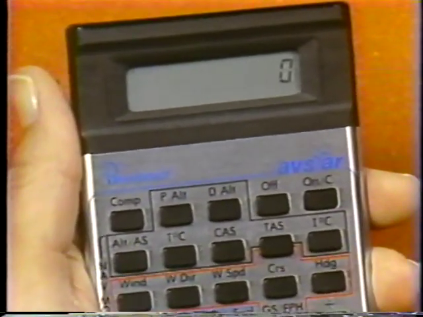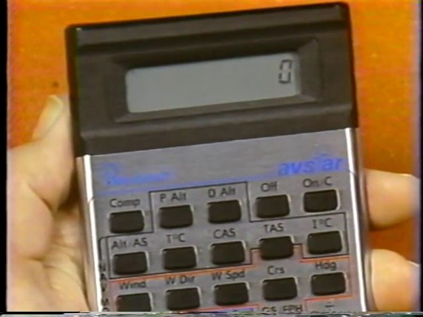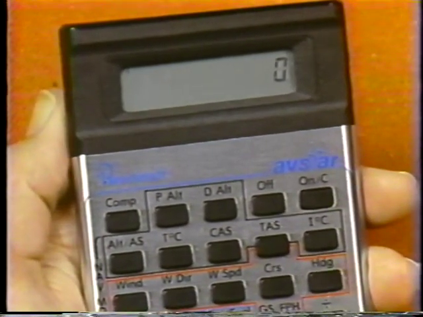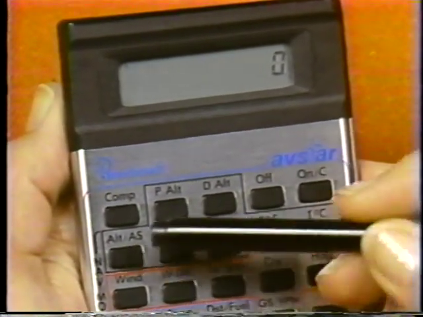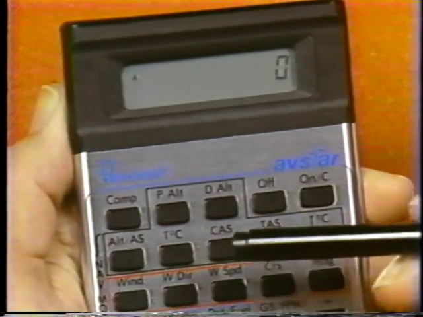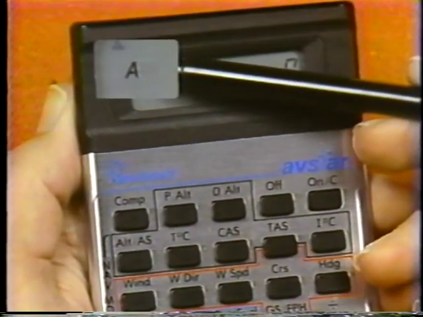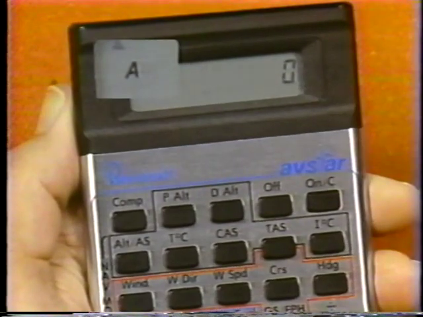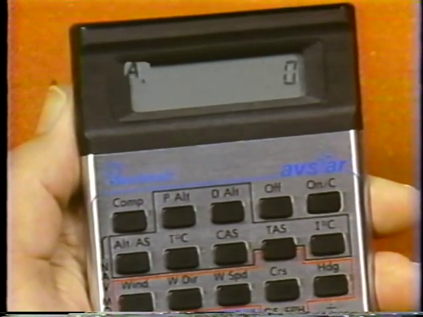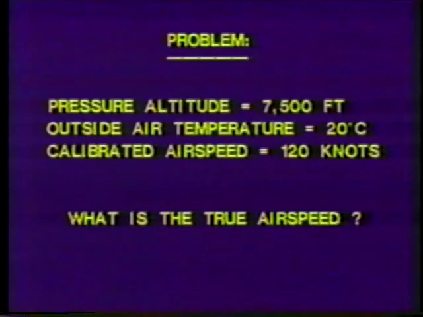Now let's solve a true airspeed problem. You direct the computer to work a true airspeed problem by pressing the Altitude Airspeed Mode key. The letter A appears on the left of the display to let you know you are in the Altitude True Airspeed mode. You will tell the computer you are flying at an altitude of 7,500 feet pressure altitude. The outside air temperature is 20 degrees Celsius. The airspeed is 120 knots. What is the true airspeed of the airplane?